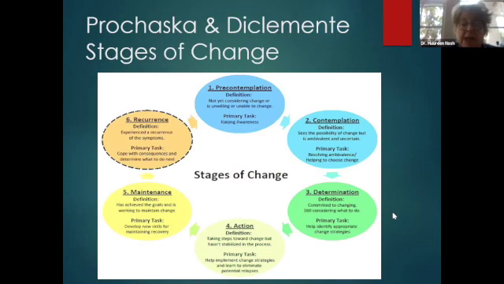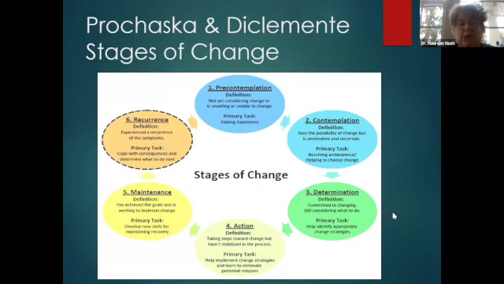The next stage is maintenance, where people have actually made notable changes in their substance use, and you want to help support them and encourage them and work on developing new ways to meet whatever need the substance use was meeting for that person in the past. You want to replace the substance use.